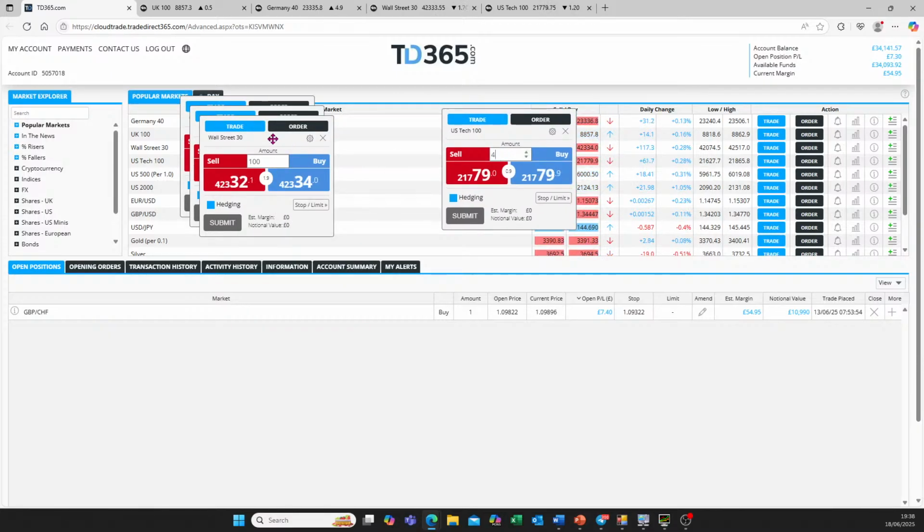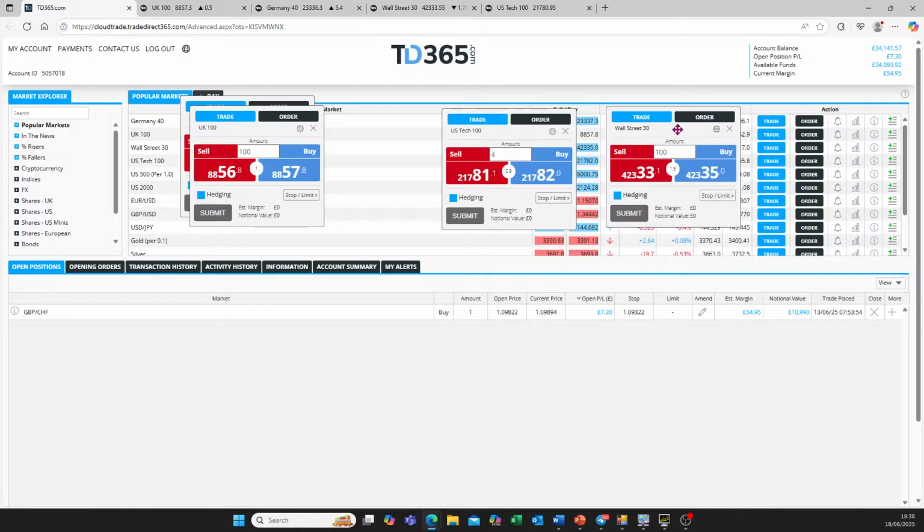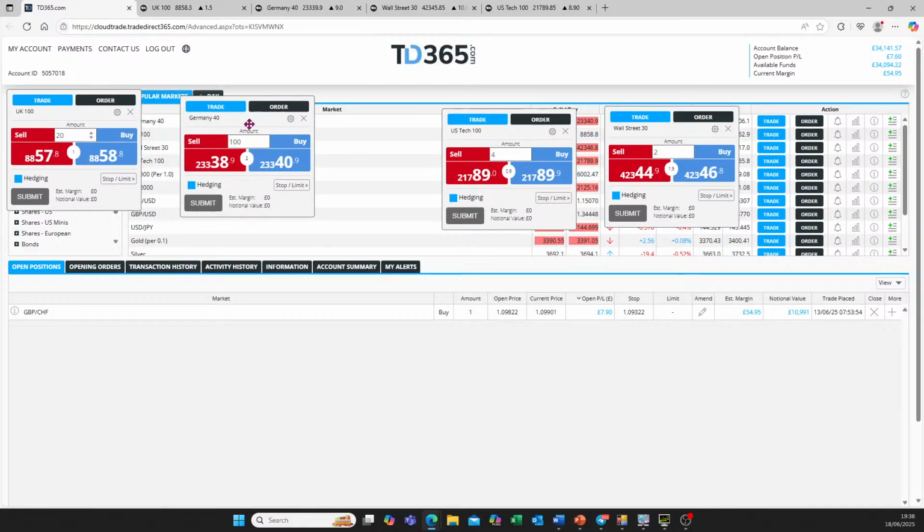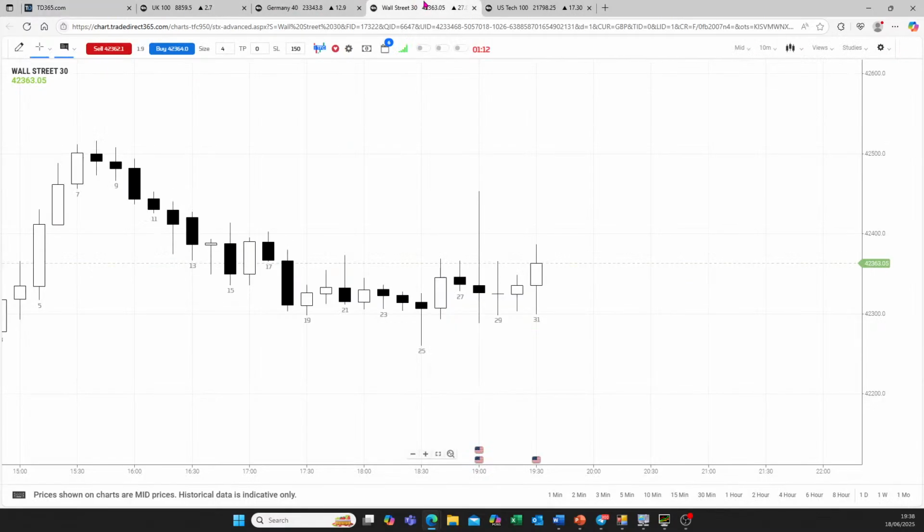I might just adjust my trading size on this account a bit. Probably won't even trade the FTSE or the DAX. So we got a minute to go.